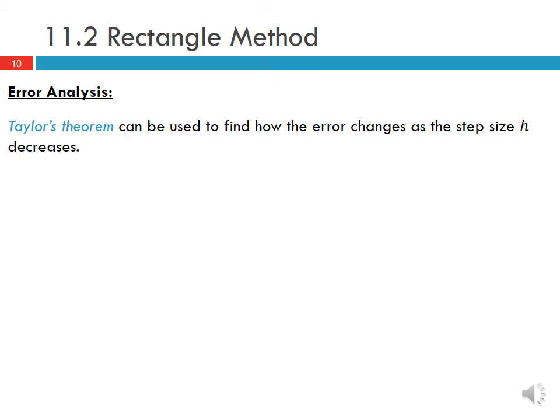So we can talk about error analysis for all of the methods that we're talking about here. We can arrive at an error analysis by using Taylor's theorem. This can help us to find out how the error changes as the step size h decreases. First let's consider I1, and the same analysis will apply to I3, so we'll only go through it once.